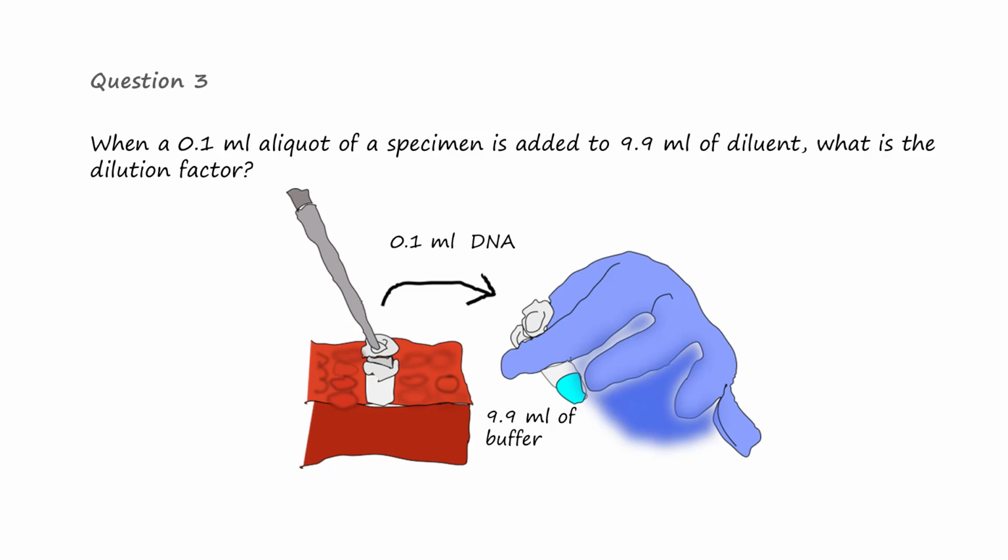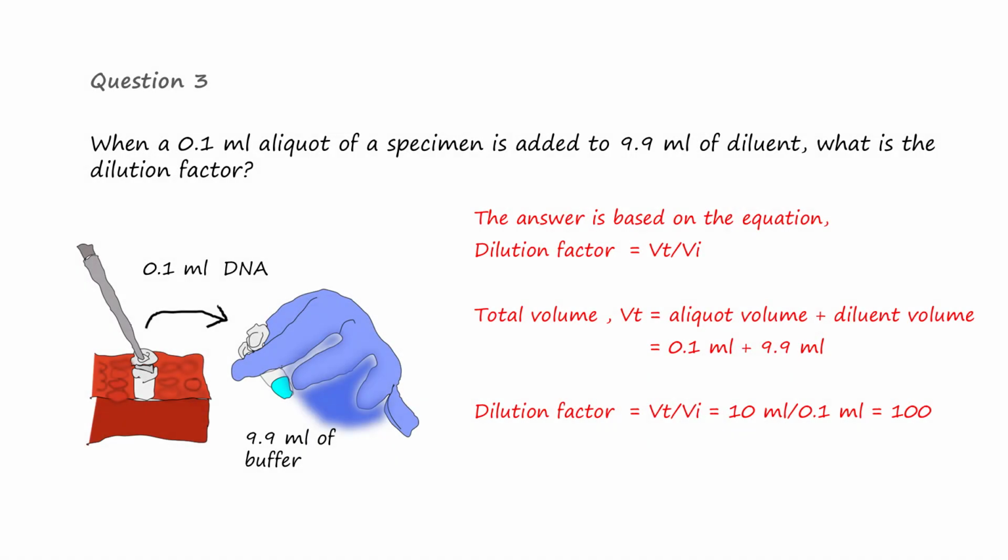Question 3. When a 0.1 ml aliquot of a specimen is added to 9.9 ml of diluent, what is the dilution factor? The answer is, based on the equation, dilution factor is the total volume divided by the initial aliquot volume. Total volume, Vt, is equal to aliquot volume plus diluent volume, that is 0.1 plus 9.9 milliliter. Dilution factor, Vt divided by Vi, is equal to 10 divided by 0.1, which is equal to 100.